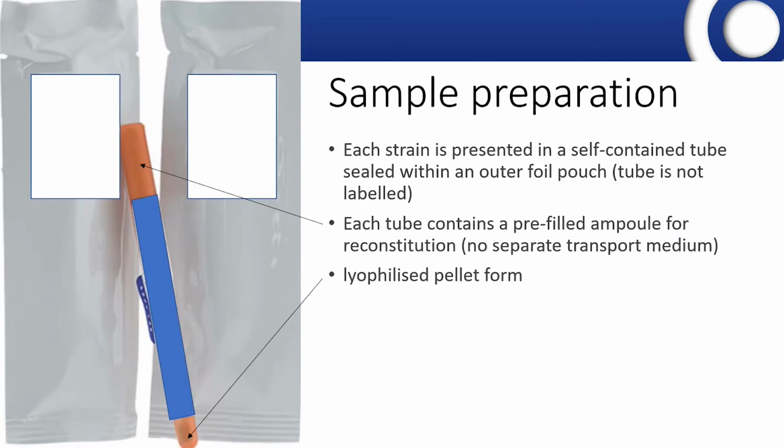Onto the samples themselves. The samples will come in foil pouches. It's only the pouch itself which is labeled. The sample, this tube, which is contained within the pouch, is not labeled. So once you take the sample out of the foil pouch, it's not identified. It's important that the sample number is correctly recorded on the agar plate when it is streaked out.